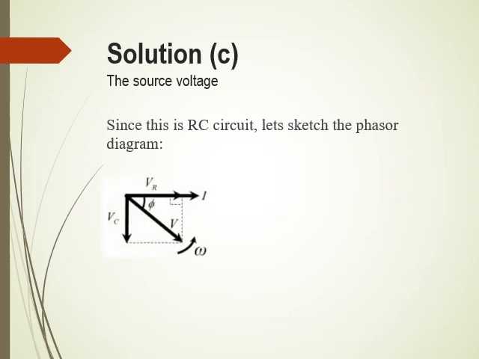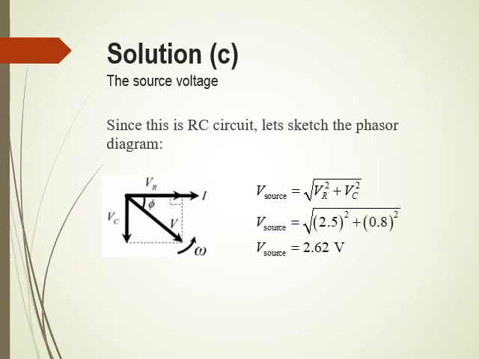So this is the diagram. VR is lying on the X component and VC lags behind VR. So they are not in phase. That is the main reason why I told you that you cannot just simply add them up. To calculate V source, which is the resultant V, you have to apply the equation V equals the square root of VR squared plus VC squared. Substitute the values into the equation. V source equals 2.62 volt.